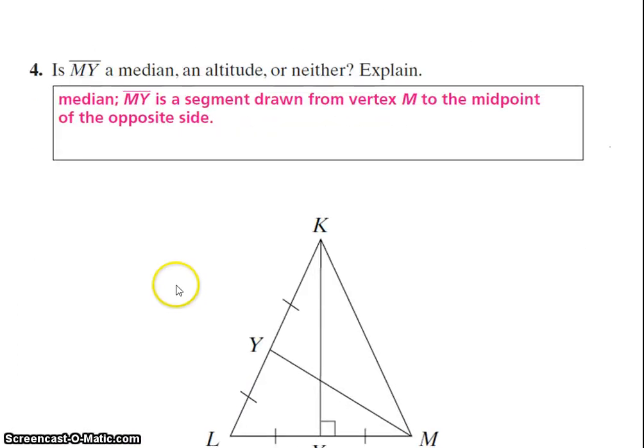Finally, is MY a median, an altitude, or neither? It is a median because an altitude would have to be at a right angle. Well, here's a right angle. This right here is an altitude. This is a median right here.